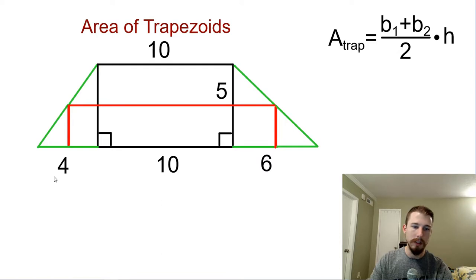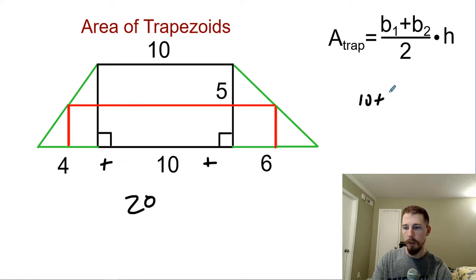So it's not as easy like if we have 4 and 6 over here, but we are still actually doing the same thing. So if we added these together, that would be 4 plus 10 plus 6, which is going to give us 20. So what's the average of 10 and 20? So 10 plus 20 divided by 2, then we multiply that times our height of 5. That's going to be 30 divided by 2 is 15. So 15 times 5, which is going to be equal to 75.